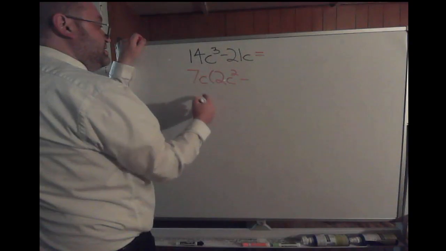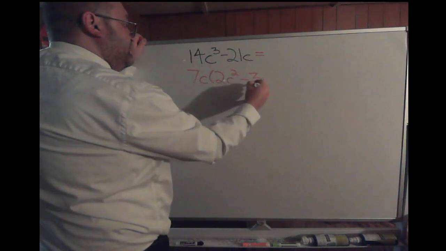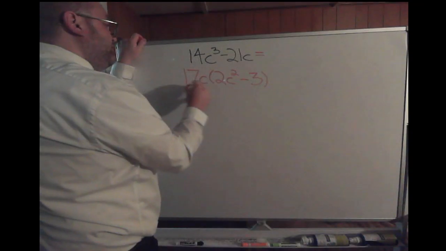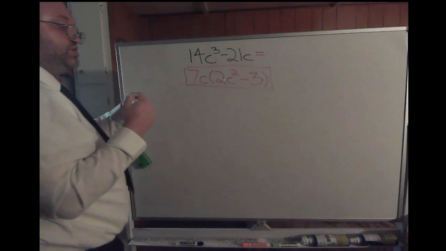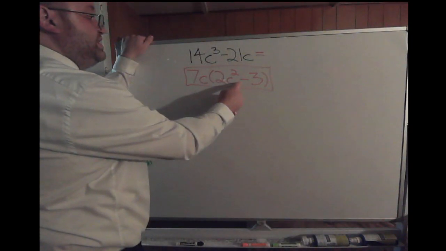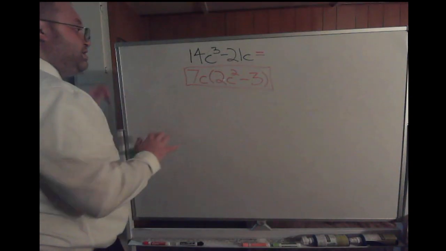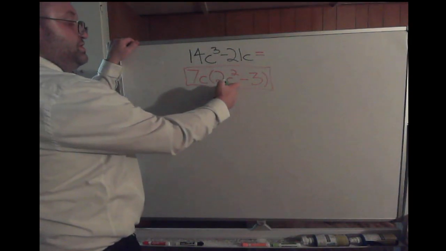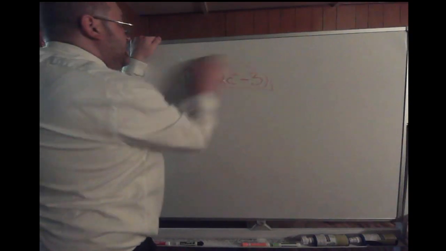Minus 7c times what equals 21c? That'd be 3. And for now, we can't factor any further, but as we get later into Algebra 1 and into Algebra 2, we will be able to factor the 2c squared minus 3. That actually does factor further, but for now, that answer would suffice because we haven't learned how to do that just yet. I will teach it to you, though, when the time is right.